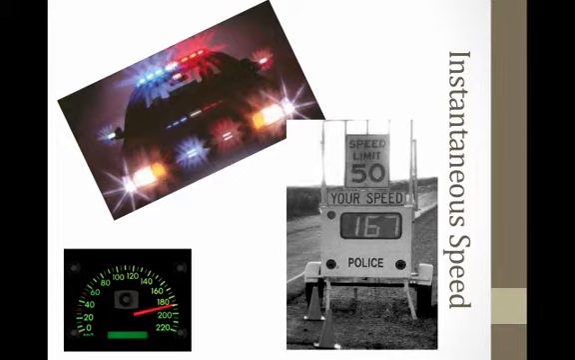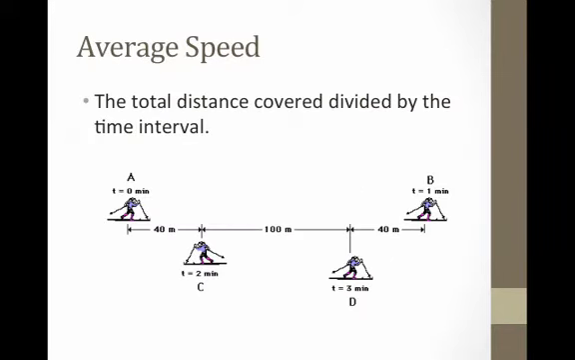He's already clocked you. Average speed is the total distance covered divided by the total time interval, or the total time that has passed. So your total time is 3 minutes. Your total distance would be 180 plus 140 plus 100. Adding that all together would give you your total distance.